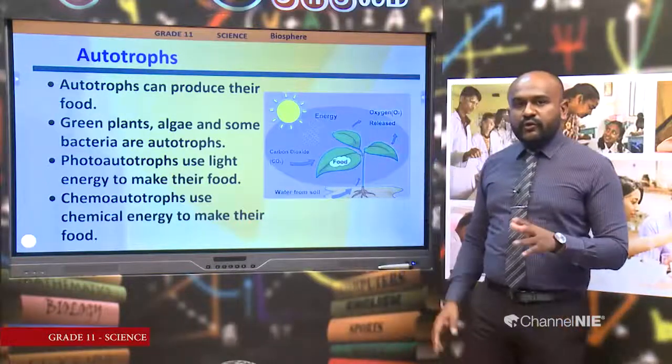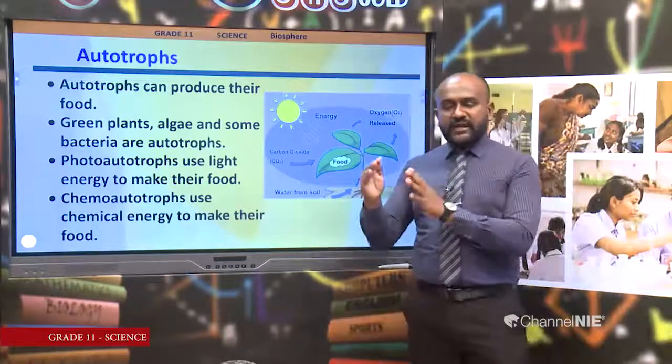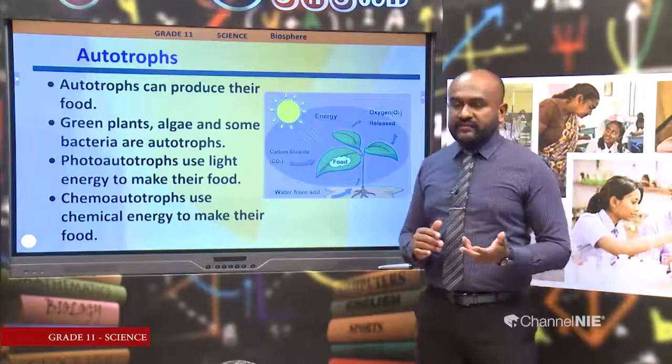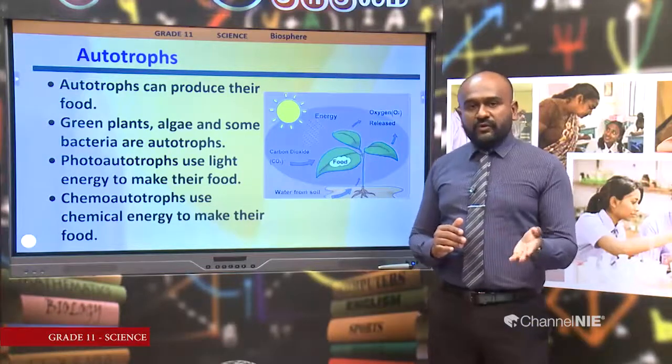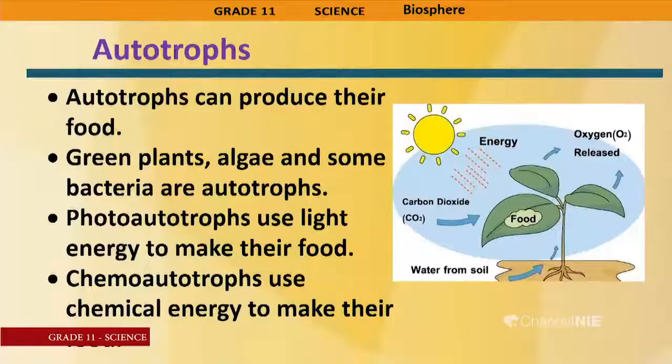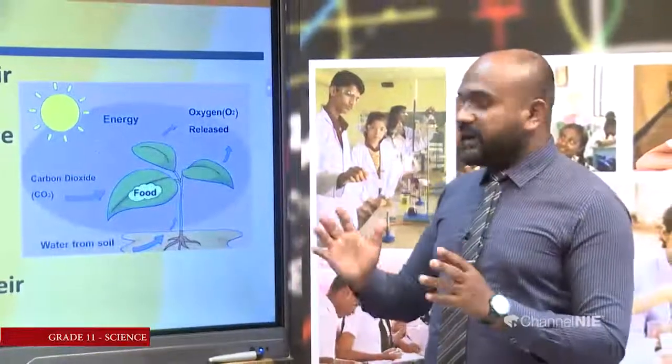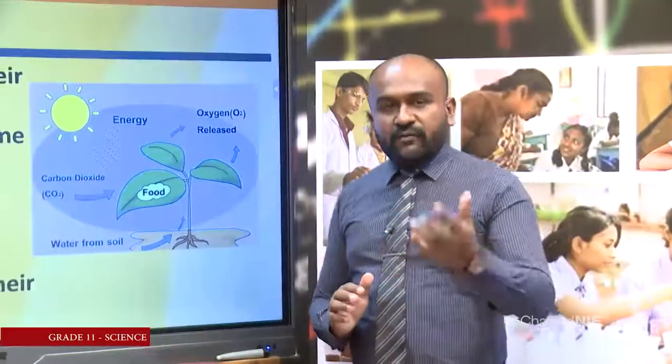Autotrophs. Auto means self, troph means food. As these organisms can make their food by themselves, we call them autotrophs. Green plants are autotrophs because they can make their food. So, what do they use to make food? You can see that on the screen also, you all know this. They use light energy from the sun, they absorb carbon dioxide from the air, they take water from soil, and putting all these things together, they can make their food. So, you call this photosynthesis.